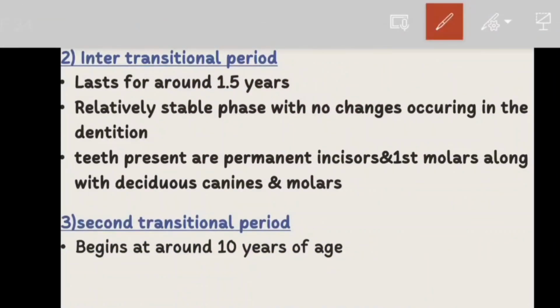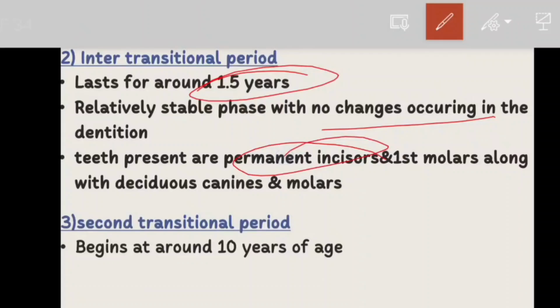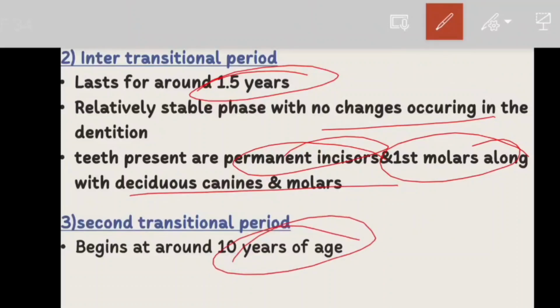Now the second period is the intertransitional period in the mixed dentition. This stable phase lasts about 1 to 5 years, a relatively stable phase with no changes occurring in the dentition. Teeth present are the permanent incisors and first molars along with the deciduous canines and molars. So very little change occurs. The third one is the second transitional period, which begins at around 10 years of age.